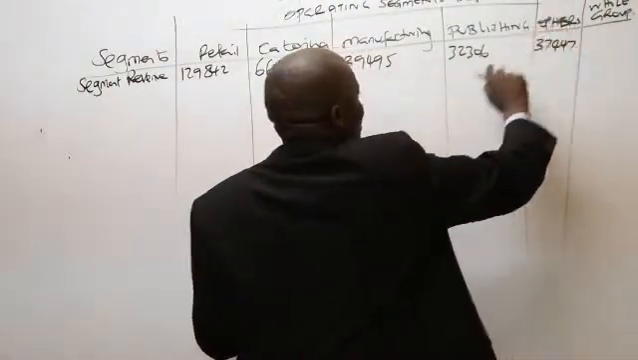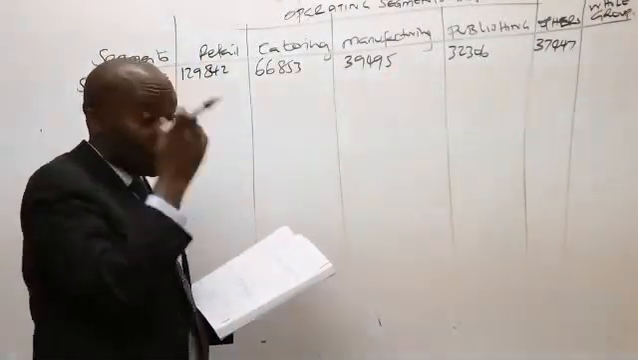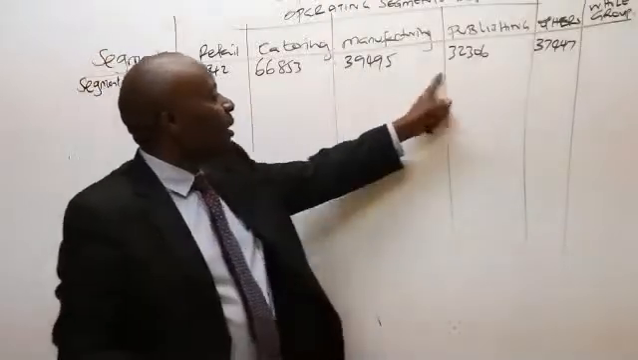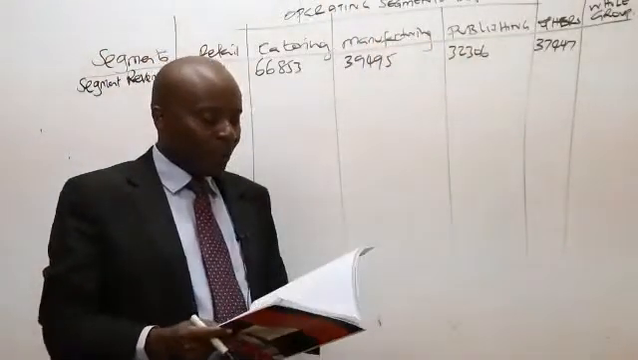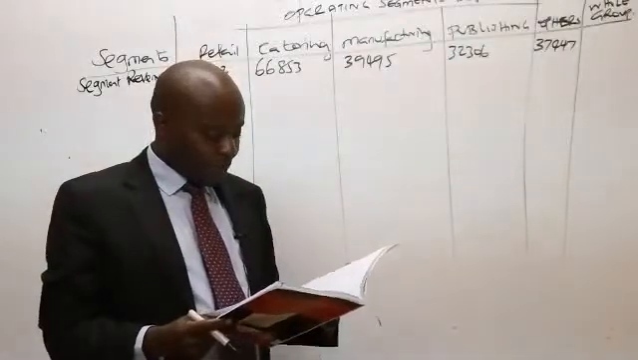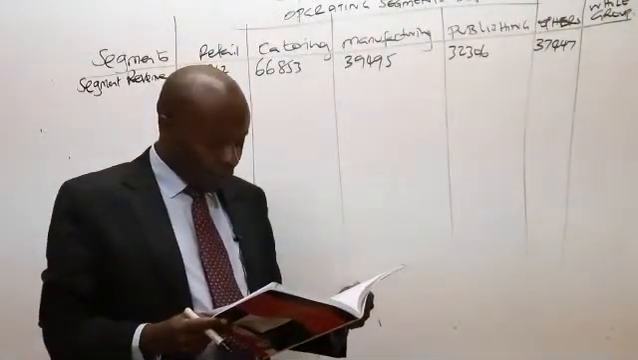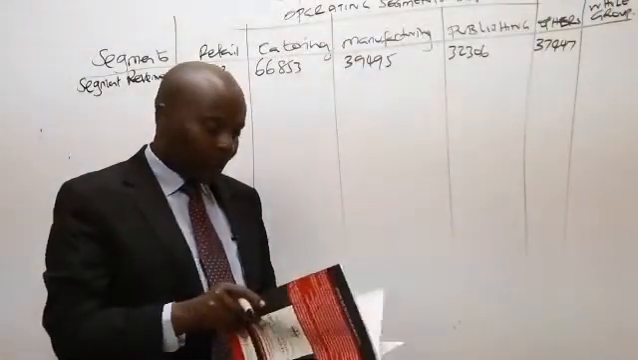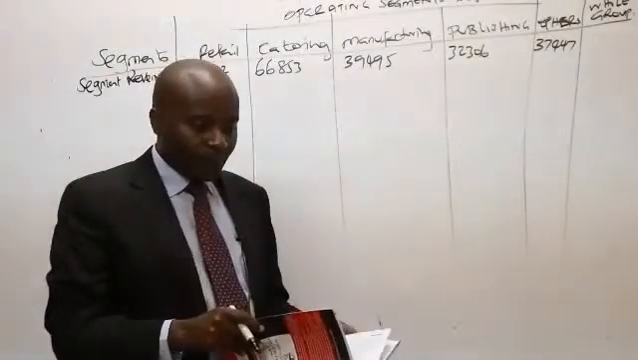So initially, we used to introduce the column of elimination, so we no longer do that nowadays. I would want you guys to come and add for me these figures for you to give me the whole group figure. Is there anybody who is able to give me the whole group figure?